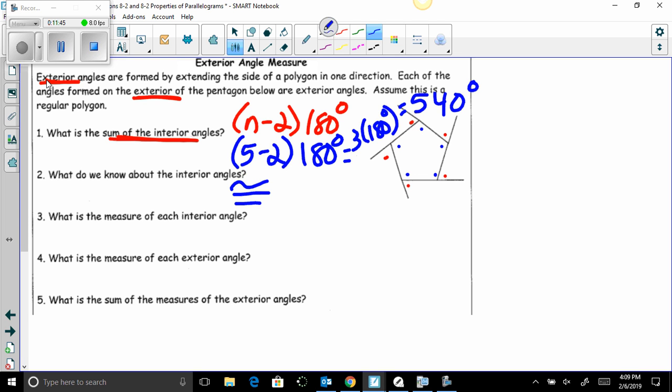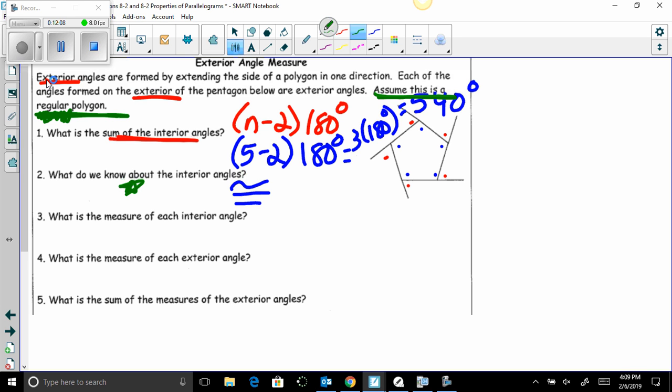Because, and how do I know that they're going to be congruent? Where did I get that from? You see this last part here is how it says, assume this is a regular polygon. If it's a regular polygon, then what is going to occur? All the sides are the same length and all the angles are congruent. So that helps me answer this question right here.